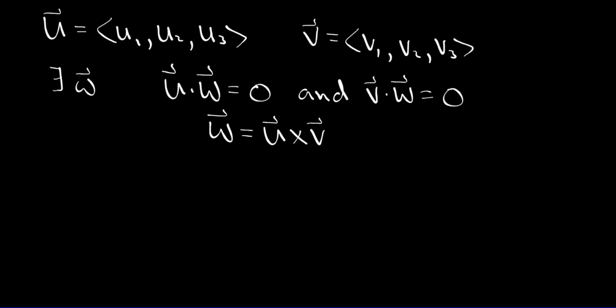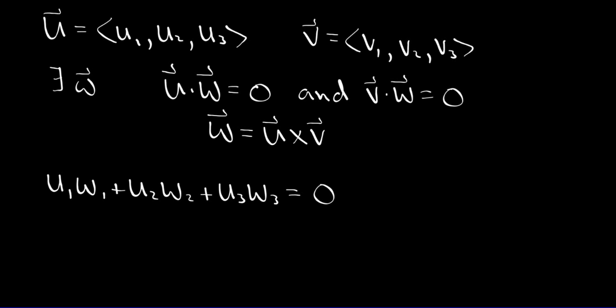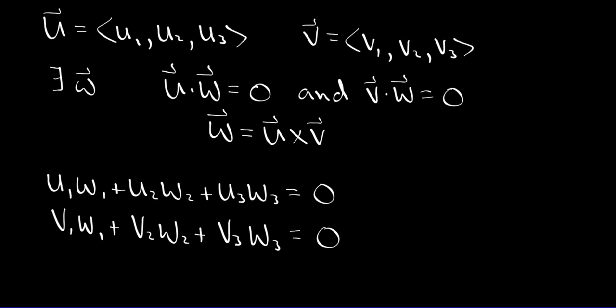So let's just take a look at this. First of all, let's look at U dot W. If you find U dot W, what you're going to have is U1 W1 plus U2 W2 plus U3 W3, and we're saying that equals 0. Now I can do the same thing for this one right here. I can say V1 W1 plus V2 W2 plus V3 W3, and that also has to equal 0.